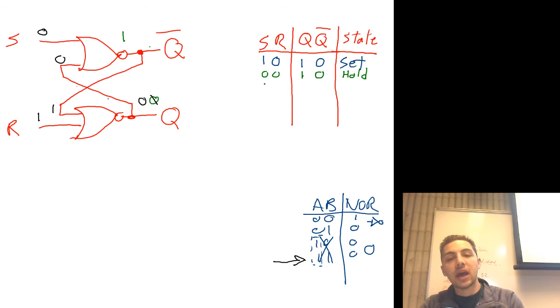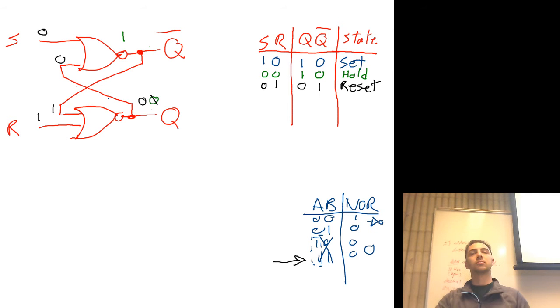So now when I put a 0 NOR 1, I've swapped my outputs. Q bar is 1, Q is 0. We call that a reset state because we've reset Q. Reset tends to mean go to 0. All right. Now, in the past, we've dealt with truth tables. You put something in, you get the same thing out every time. Doesn't matter if you do it today, tomorrow, the next day.